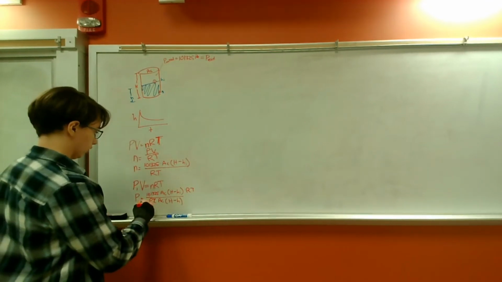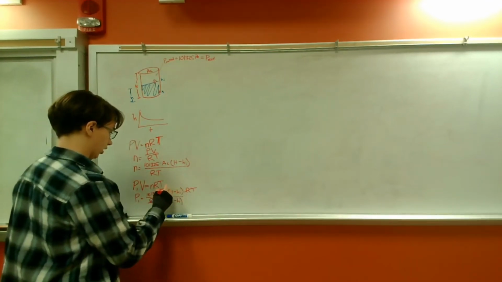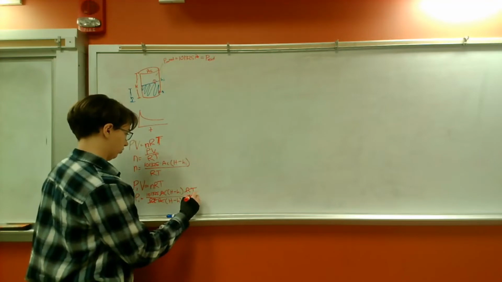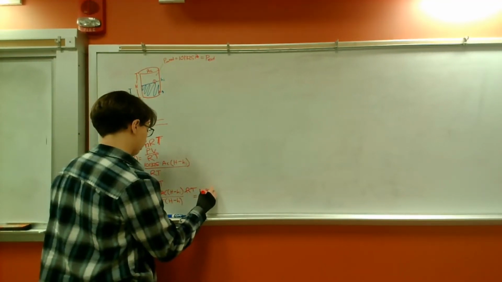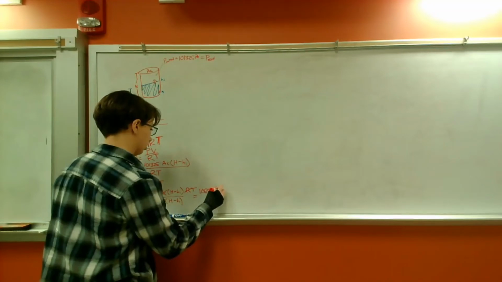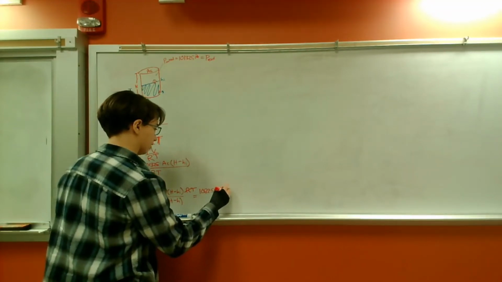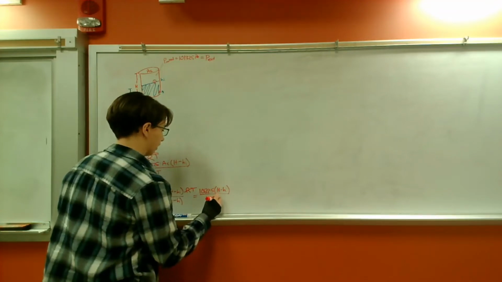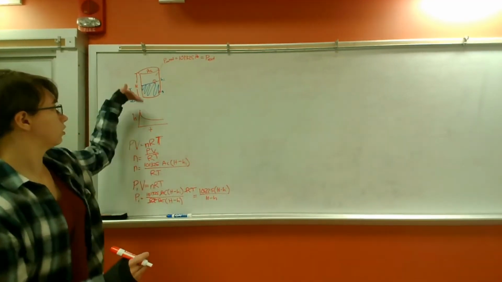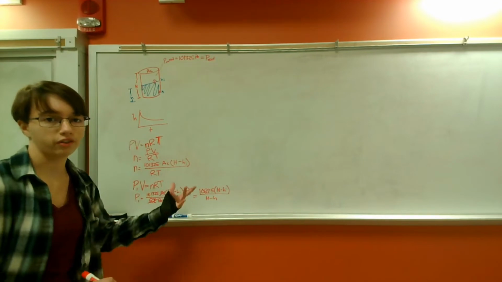Okay. And from here you can see that the RTs cancel and the ACs cancel. So we've got that the pressure at 1 is 101,325 times the height of the container minus the initial height of the liquid, over the height of the container minus the height of the fluid at any particular time.